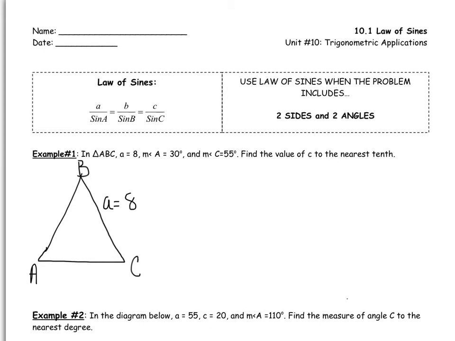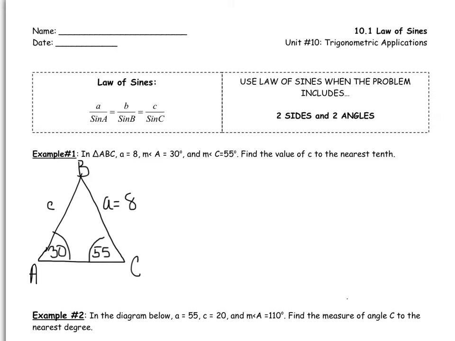And it tells you that the measure of angle A is 30, so go ahead and label the 30 degrees on the inside. And the measure of angle C is 55. And they want you to find the value of little c. Little c is across from angle C, so little c would be here.